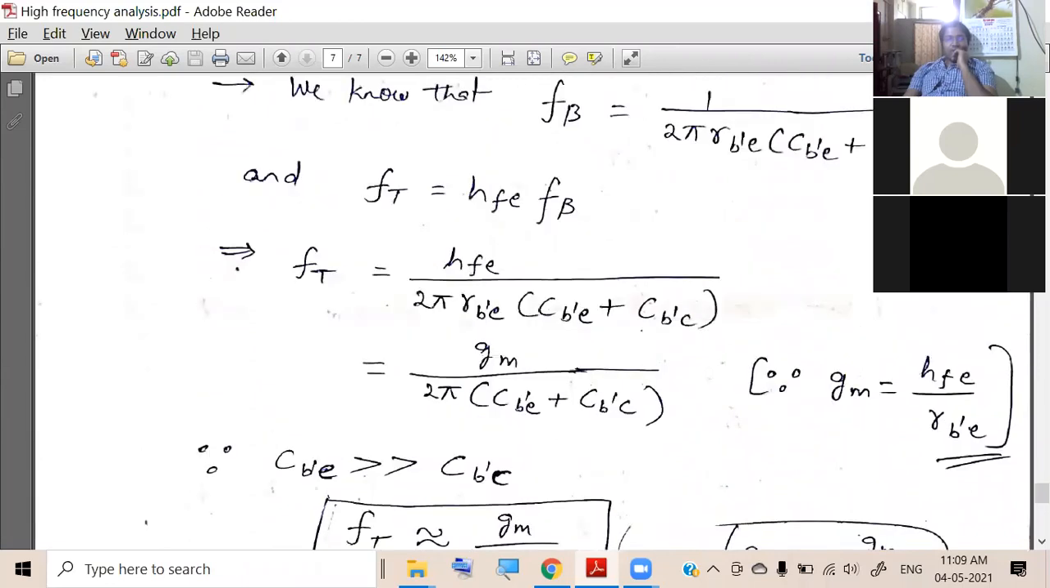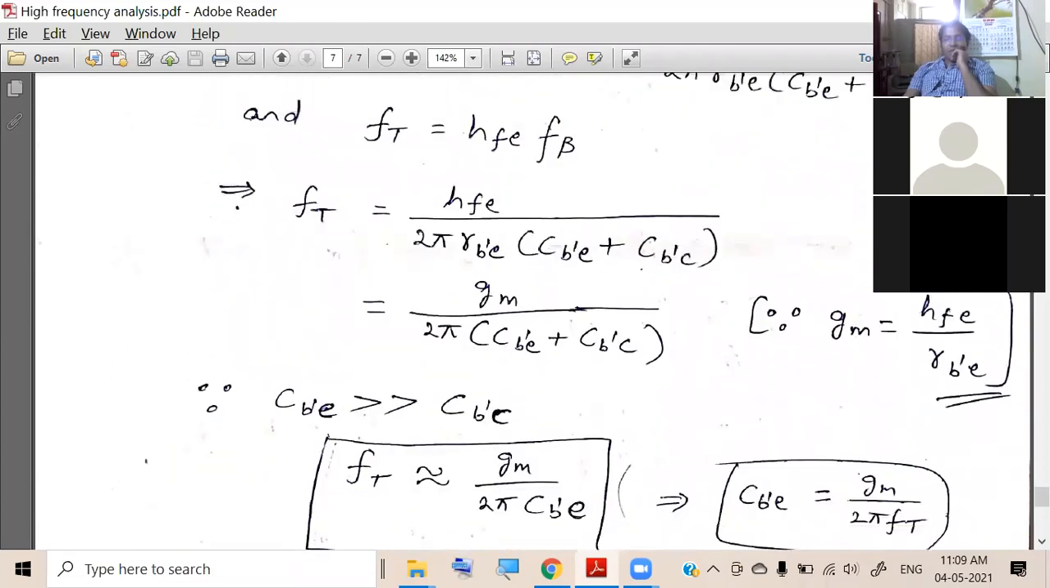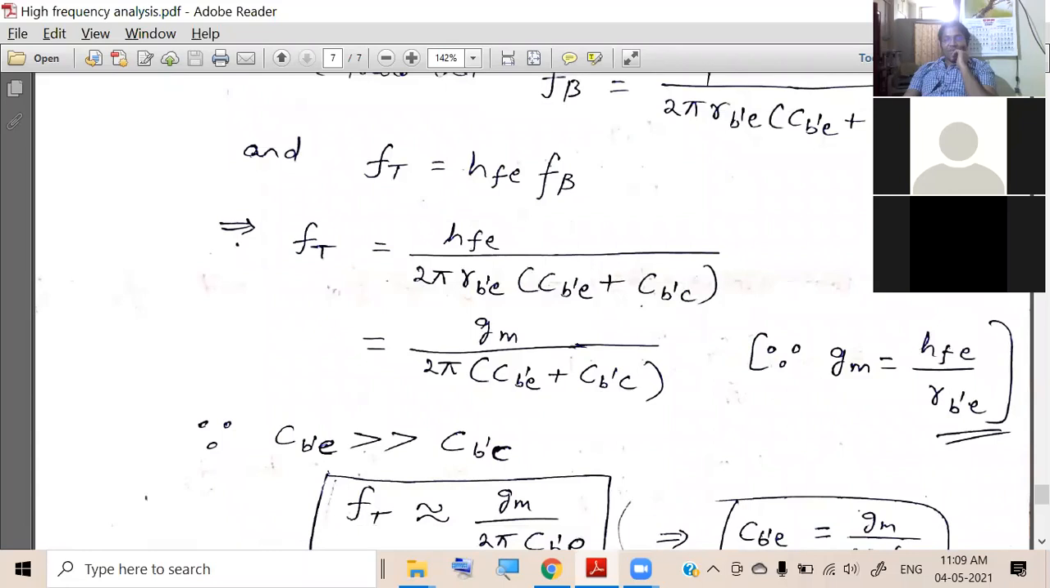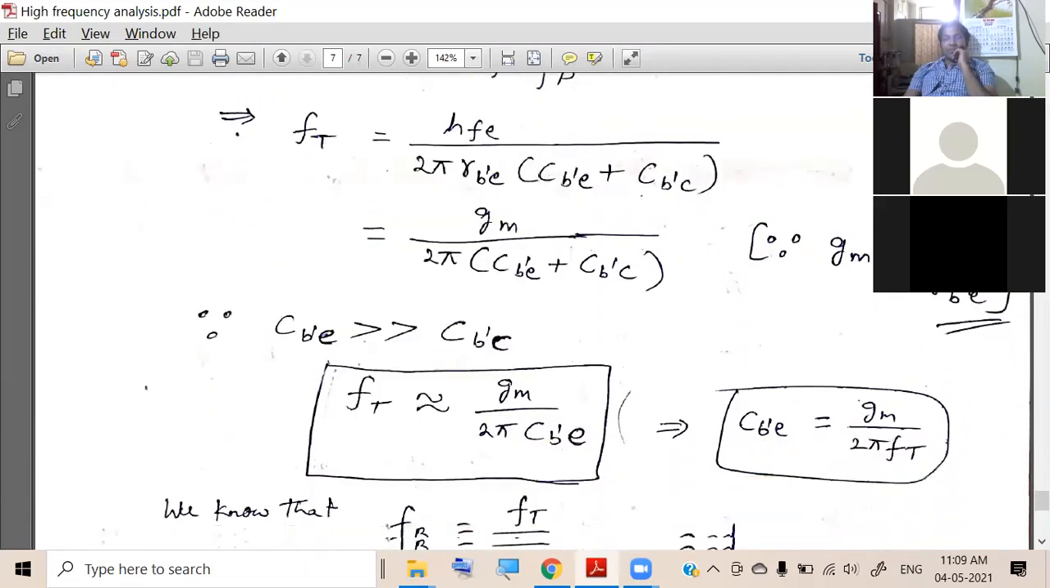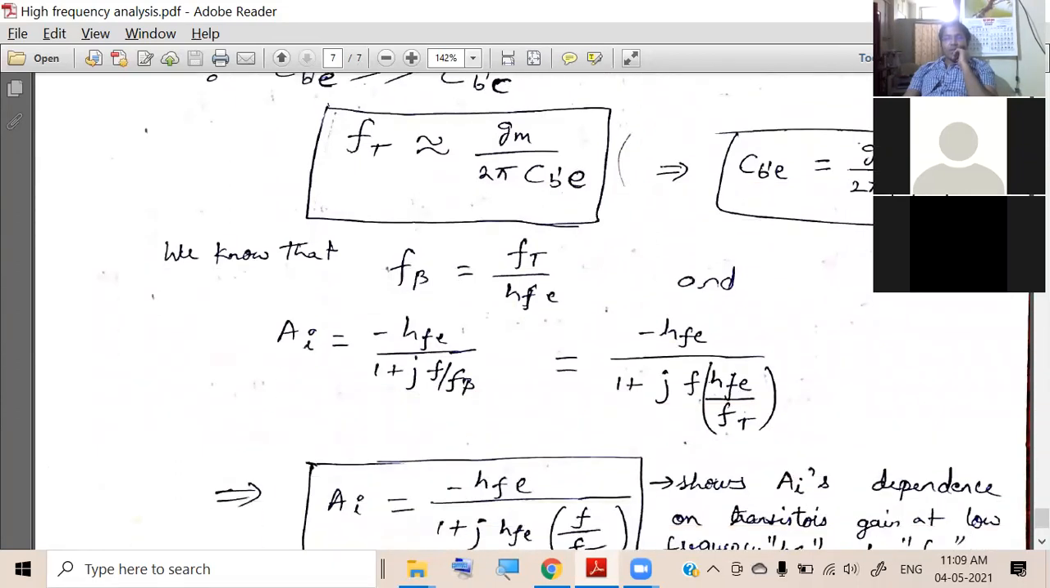What is Ft? HFE into F beta. We already discussed. So what will F beta be from this? F beta will be Ft by HFE. In place of F beta, this is the same old expression we derived in the previous case. In place of F beta, we are writing this Ft by HFE.